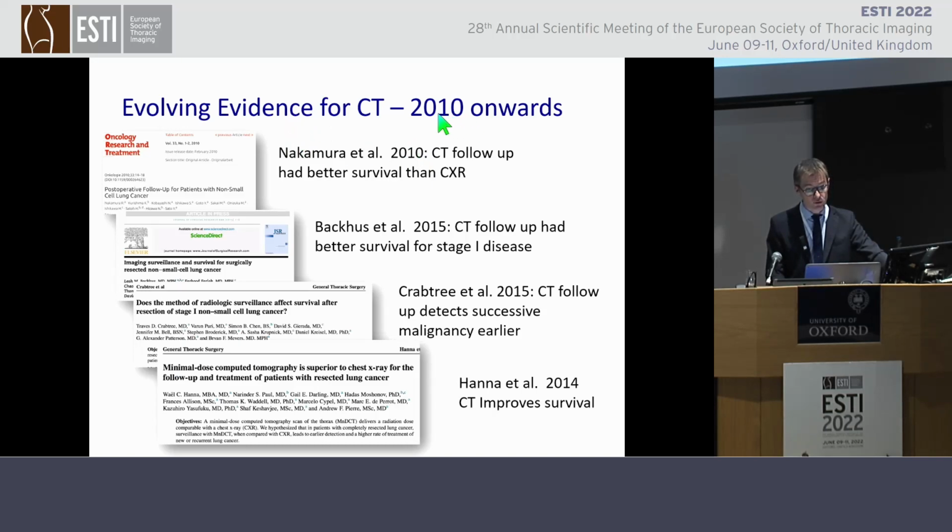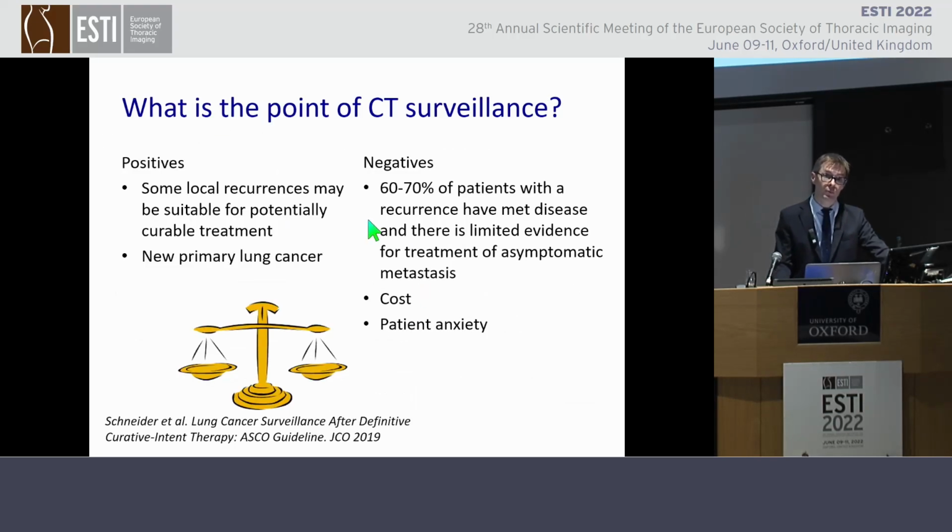But certainly from the mid-2000s and 2010 onwards, we're starting to see good evidence that for surveillance of these patients, there is a survival benefit, not only from identifying new primaries, but also from identifying areas of recurrence. And I think the salvage options we have are much more significant than we had probably in the 2000s. So I think this survival advantage for CT is only going to get stronger.